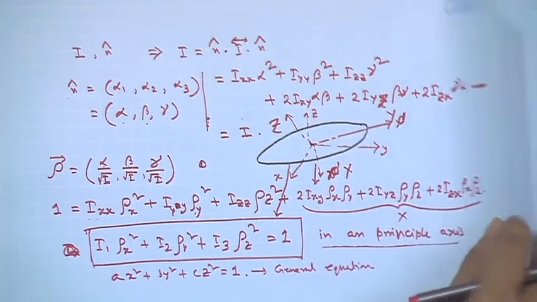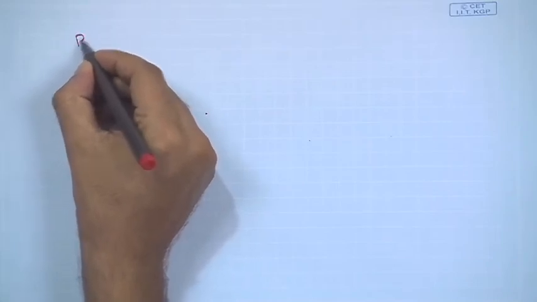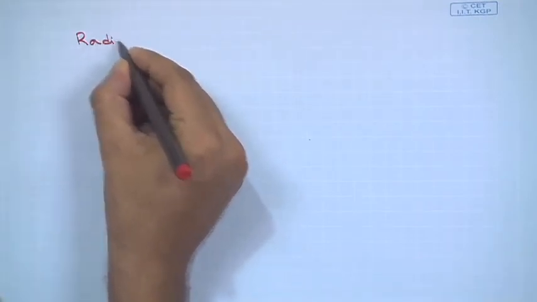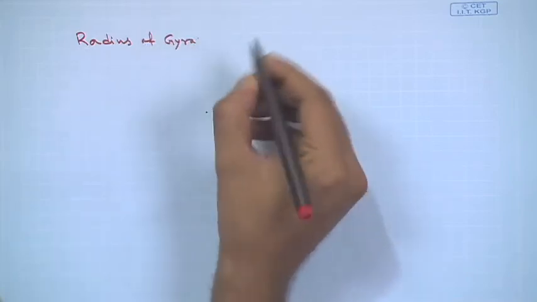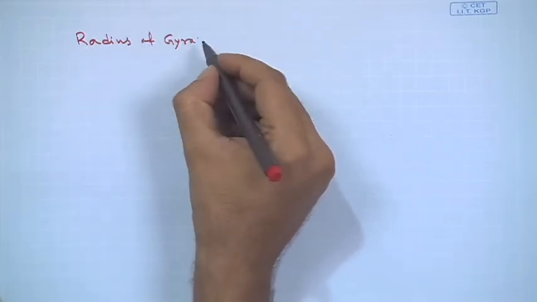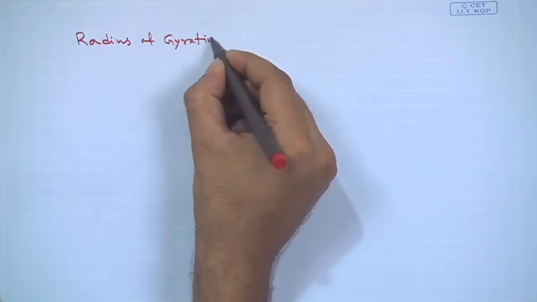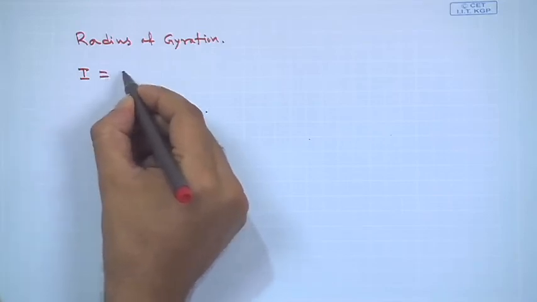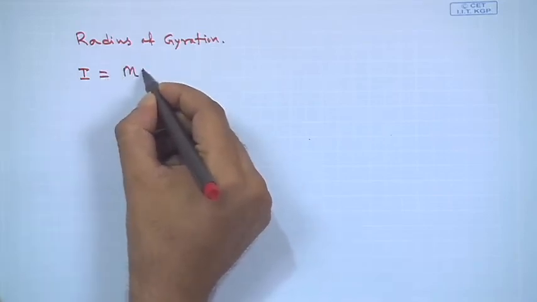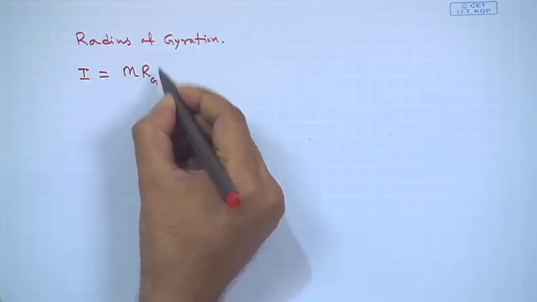Also, there is an important concept for many practical engineering calculations, which is called the radius of gyration, defined as I is equal to m r_g square.